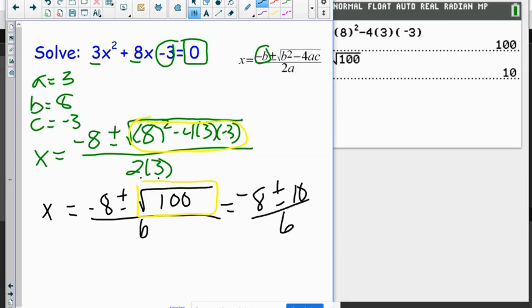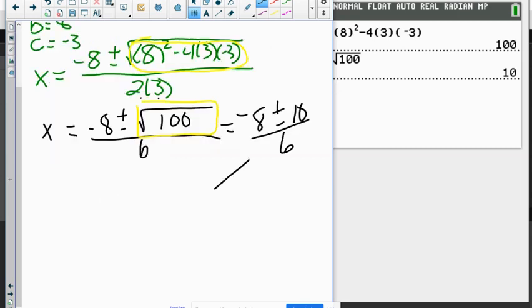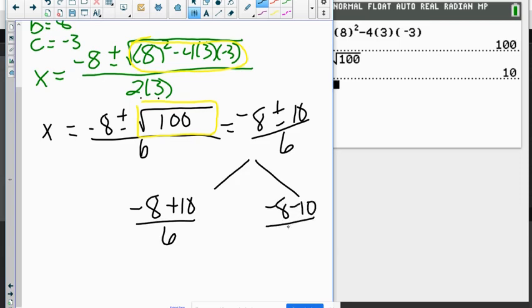Now this is how we're going to get our two solutions. Okay, because first we're going to do negative 8 and add 10 and divide by 6. And then we're going to do negative 8 minus 10 divided by 6. This might remind you of what we did when we used square roots to solve algebraically.